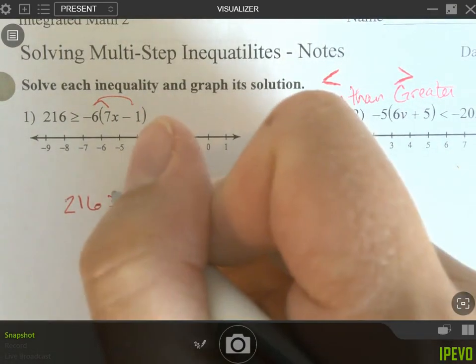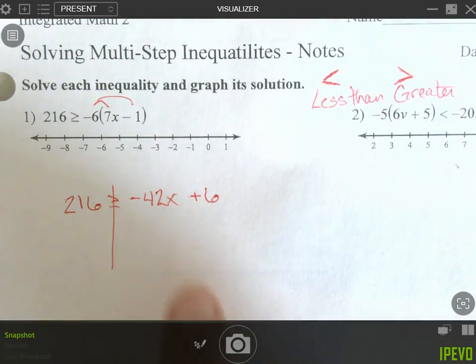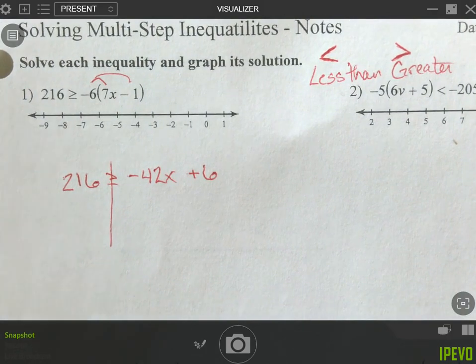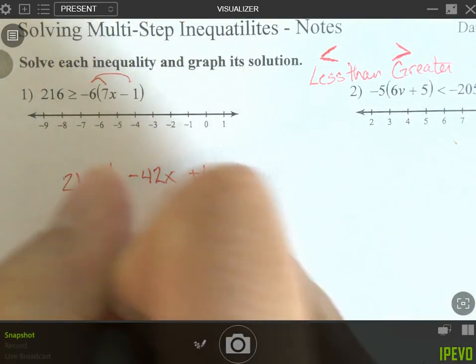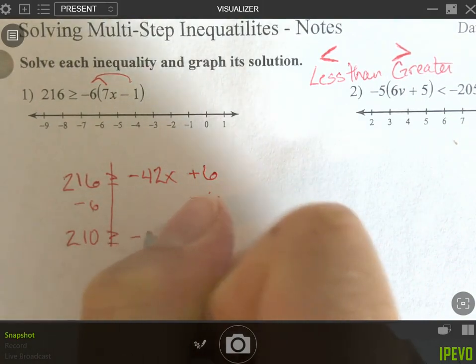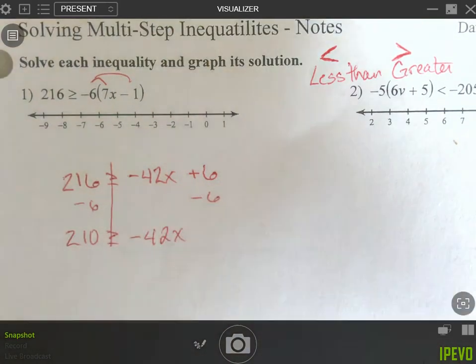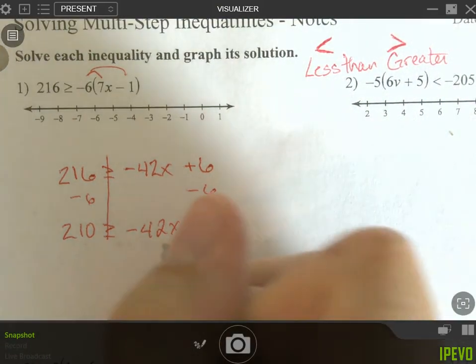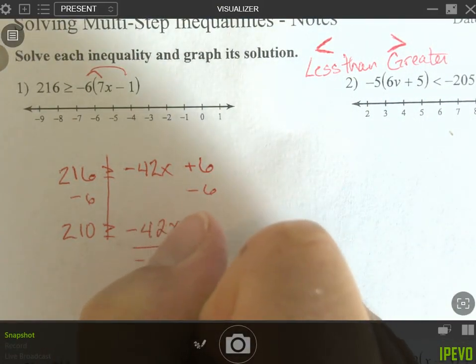So if you want to draw your line, you can. And we're trying to get x by itself. So what should we get rid of first? Yep, so I'm going to get rid of addition or subtraction. So I get 210 is greater than or equal to negative 42x. Now it's negative 42 times x. So how do we get rid of that multiplication? The inverse of multiplication. We're going to divide by not just 42, but negative 42.